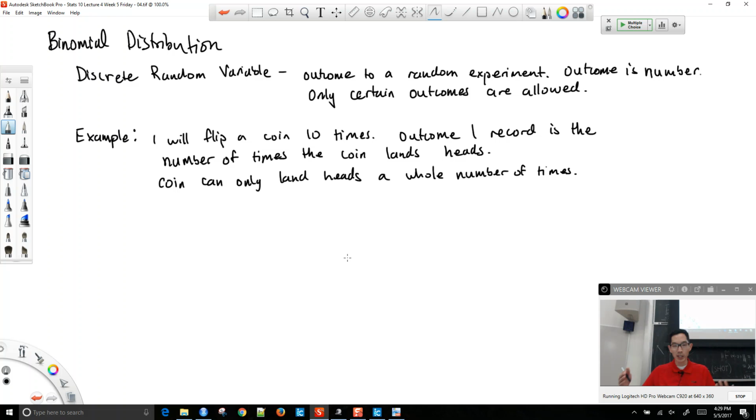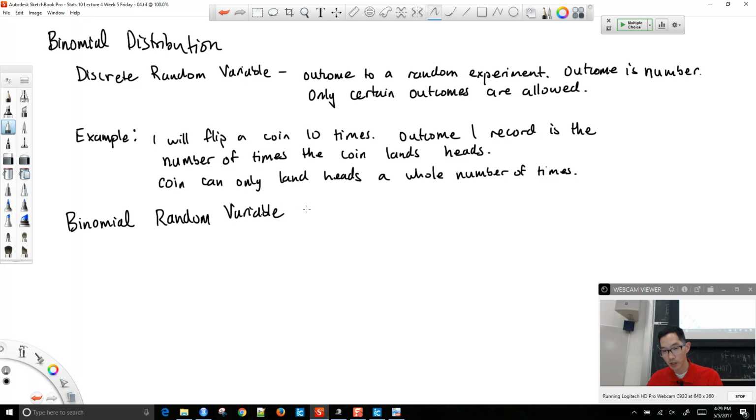Your age on this planet is a continuous variable, except when we answer questions, we generally answer only whole numbers. How old are you? 21. You don't say I'm 21.6417 years. I mean, you could say that, but all right. So that's a discrete random variable. What makes it a binomial? Let's talk about the binomial random variable and the situations it applies to.